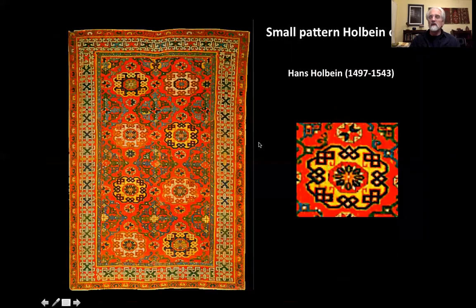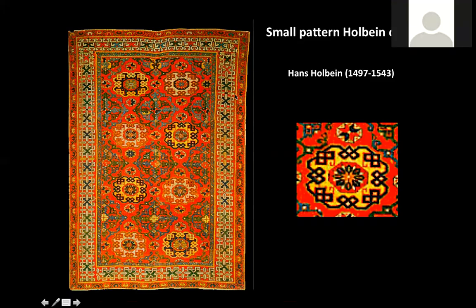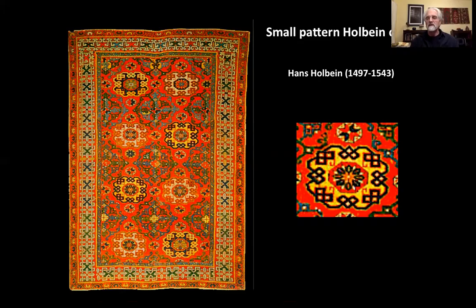And here is a carpet. This is from Turkey, probably 16th or 17th century, but an older pattern. And you can see elements that could come out of those tile patterns that I described a few minutes ago. We call these Holbein carpets, small pattern Holbein carpets. And the reason for that is that the painter, Hans Holbein, often depicted rugs of this type in his paintings.